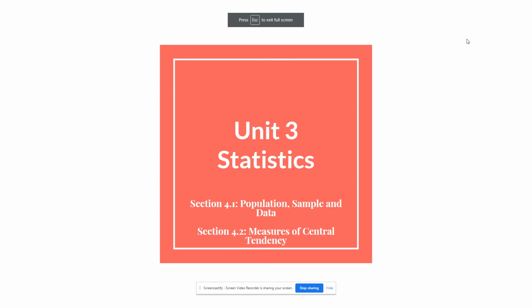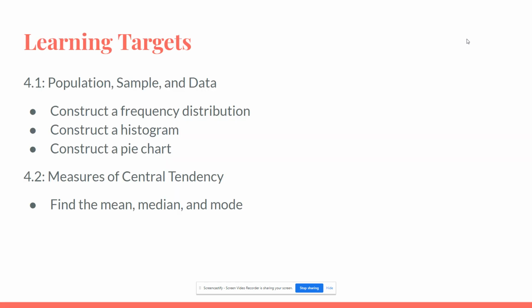Hey everybody, we are starting Unit 3 of Math 107. This first slideshow is going to be over two sections in the book, 4.1 and 4.2, which are about population, samples and data, and measures of central tendency. So you will see that all of this should be a little familiar to you, and that's why we're smushing those two sections together.